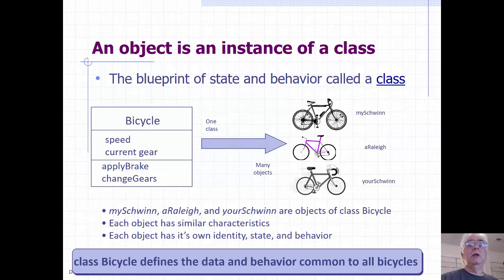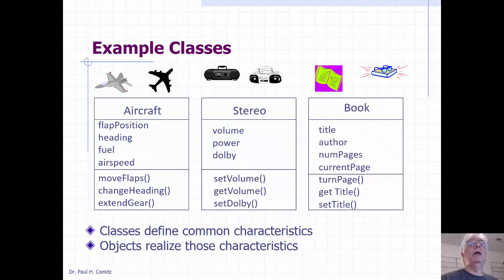So let's continue. Let's really round out. Let's really embrace the model. So here are just some example classes. Here we have an aircraft class. We have a stereo class. We have a book class.